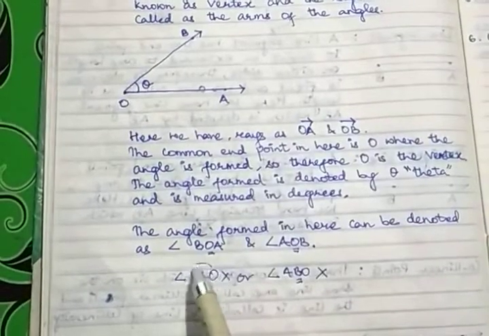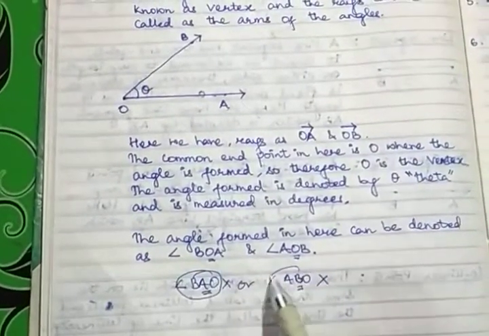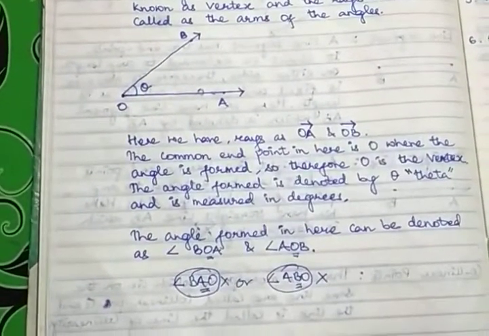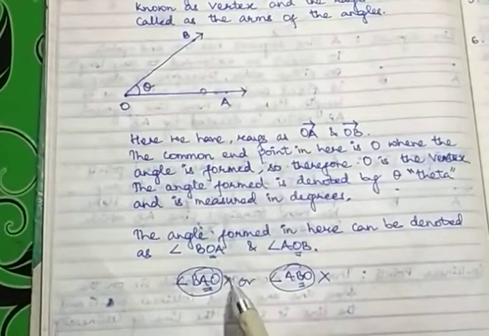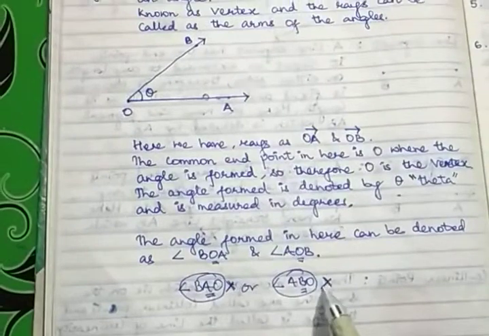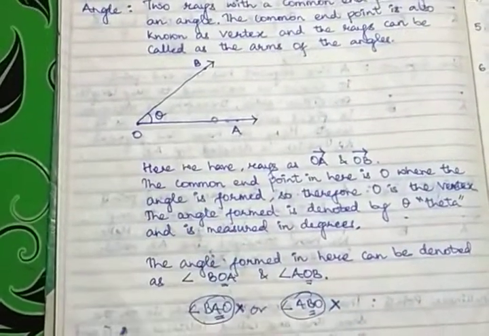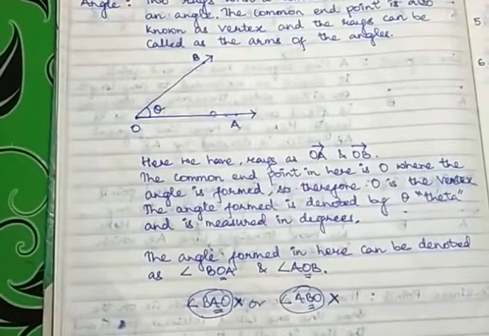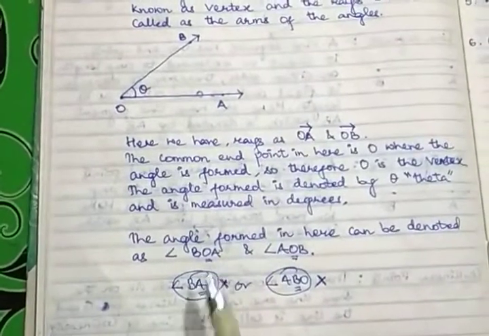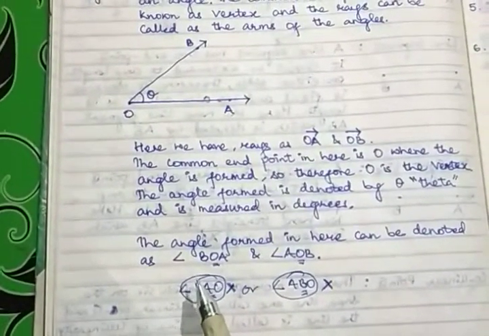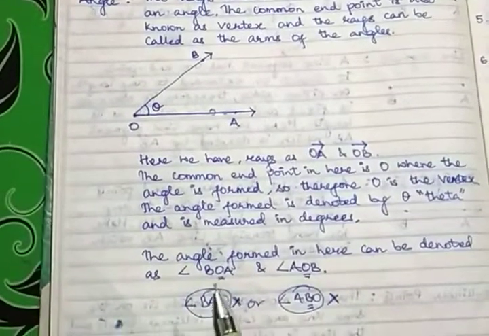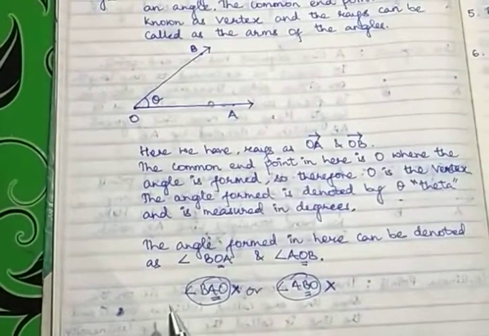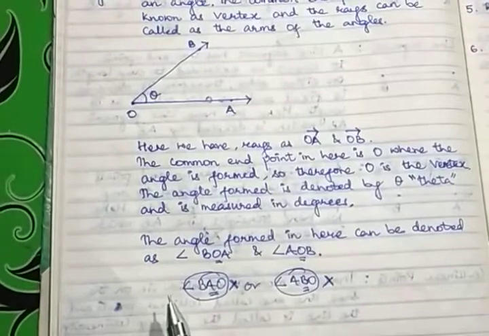Okay, so since in these two the vertex is not in the middle, these two are wrong ways to denote this angle formed here. So the important thing to learn here is how to denote the vertex, which one is the vertex, and how the angle is formed. That is very important.